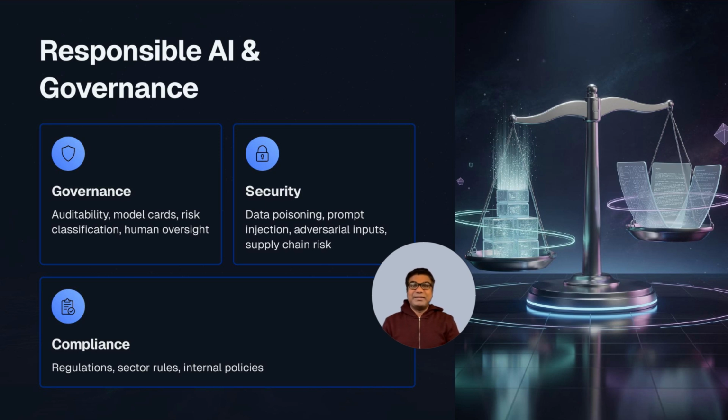Security for AI systems spans the full pipeline, including data poisoning, prompt injection, model theft, adversarial inputs, and supply chain risk in open source components and pre-trained models. High-performing AI without governance can create legal, ethical, and operational problems that outweigh its value.